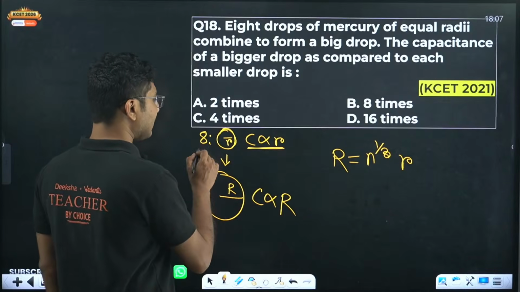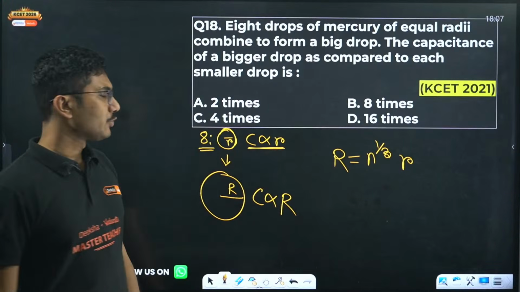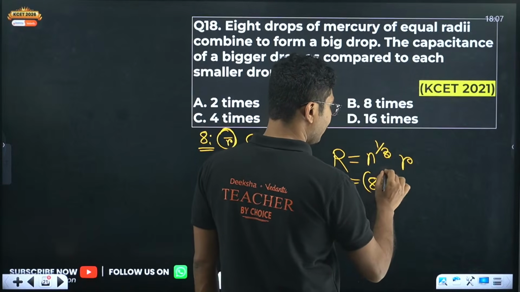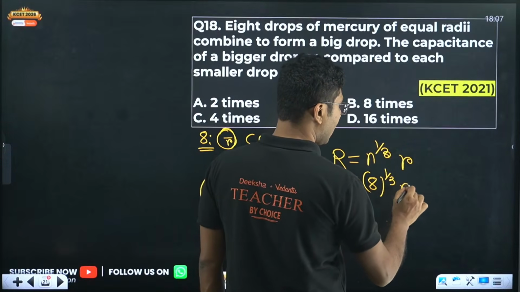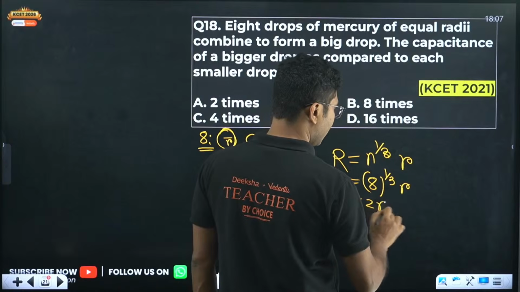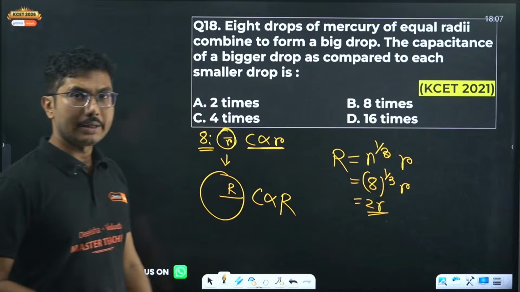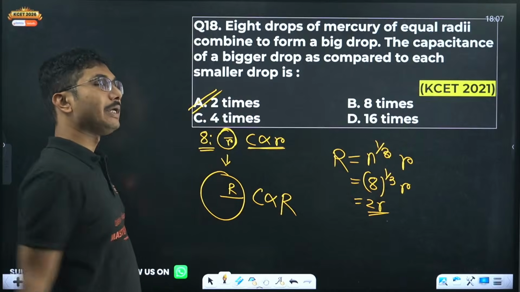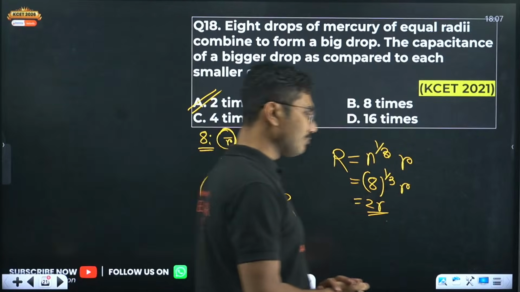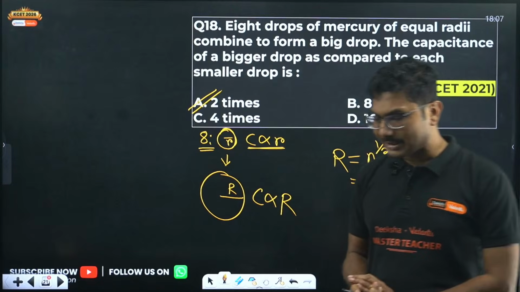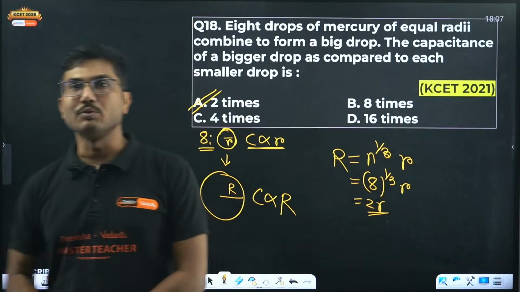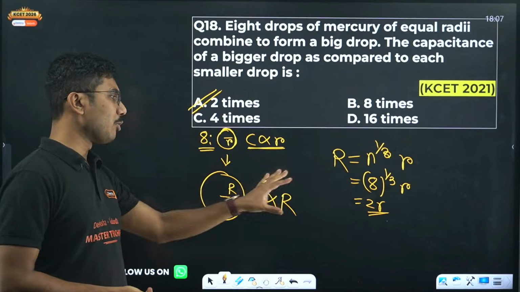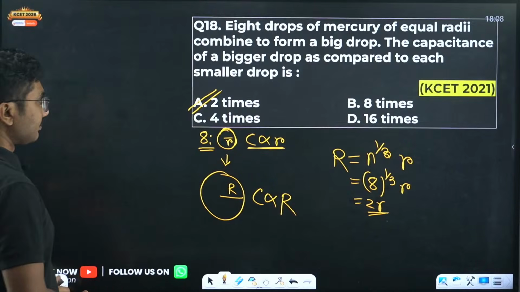What is n? n is the number of the smaller spheres. The number of smaller spheres was 8. So 8 to the power of 1/3 into r, that is 2 into r. So the radius is getting doubled, so the capacitance will be doubled as well. So the capacitance will be 2 times, not 8 times, not 4 times, not 16 times. It will only be 2 times. The capacitance of a spherical capacitor is proportional to radius.